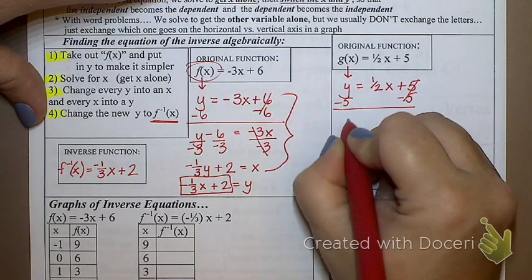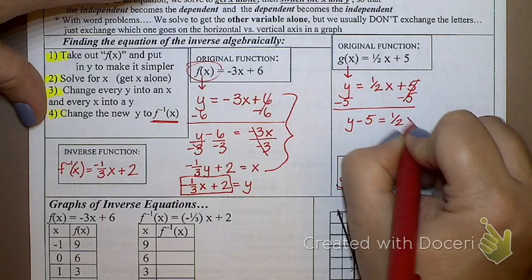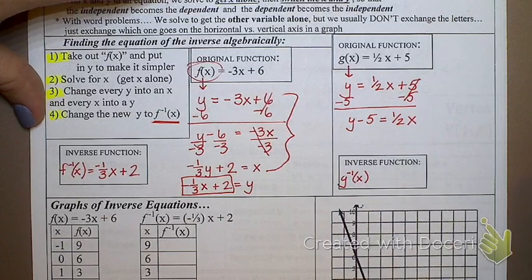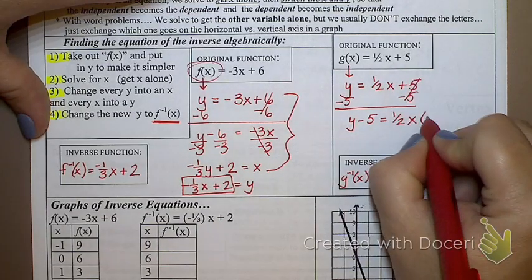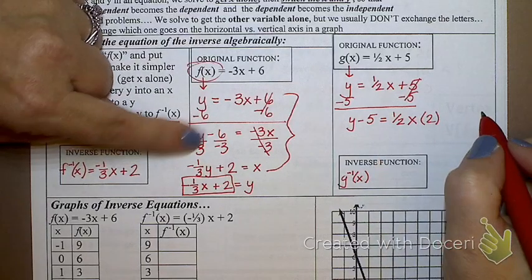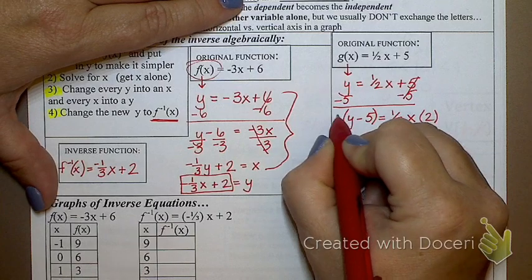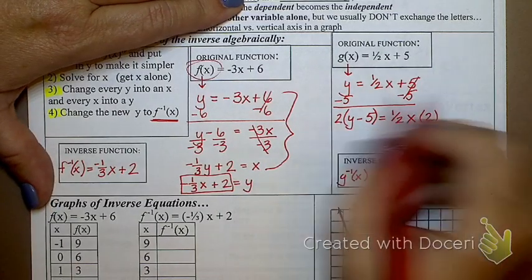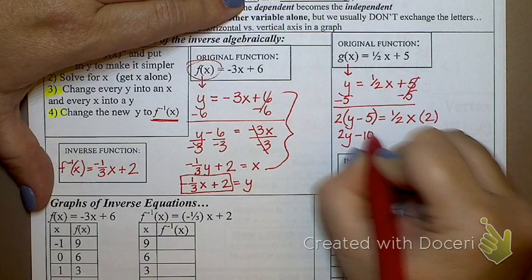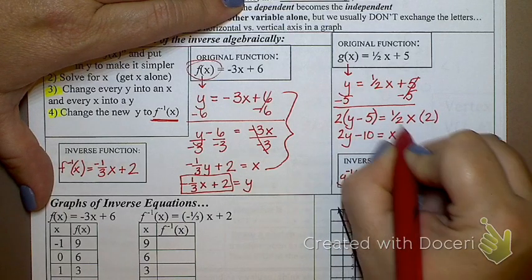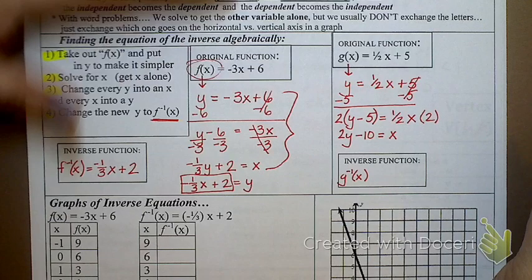That gives me y minus 5 equals 1/2 x. How do I get rid of that 1/2? Multiply by the reciprocal, right, which is 2. Now, just like I divided both terms over here, I'm going to have to multiply both terms over here by the 2. So what does that give me? 2y minus 10 equals x, because 1/2 times 2 is 1. Okay, x is by itself. I'm done with step 2.